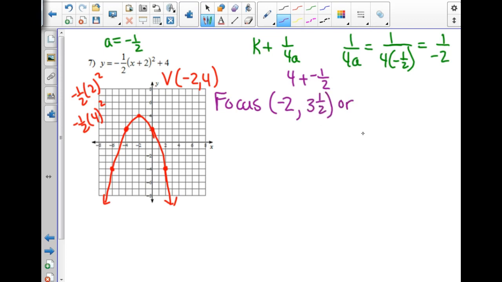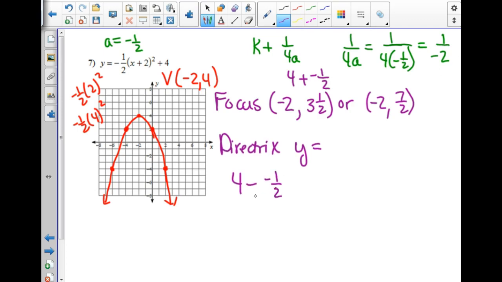If you choose to use the calculator and you type 4 minus or plus -1 divided by 2, it's going to give you a mixed number of 7/2. So if you write 7/2 instead, that's totally fine. And the directrix, y equals. Now I got to take the k value of 4, and I got to subtract 1 over 4a, which was negative 1/2, which means I'll end up adding. So it's going to be 4.5, or you can write it as 9/2.